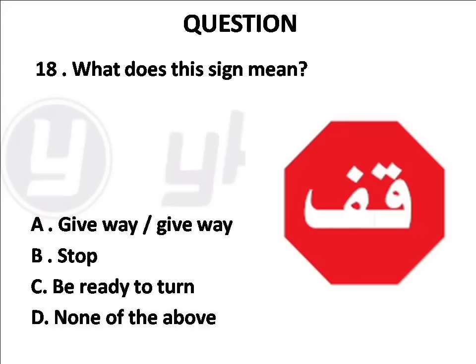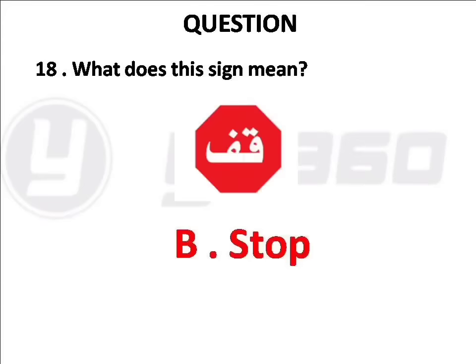The options are: A, give way; B, stop; C, be ready to turn; D, none of the above. The answer is option B, stop.